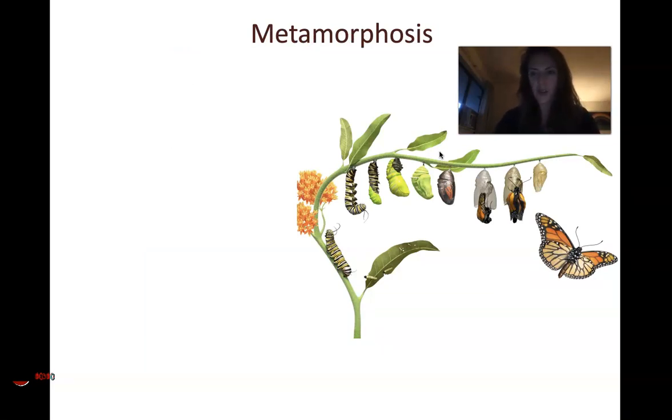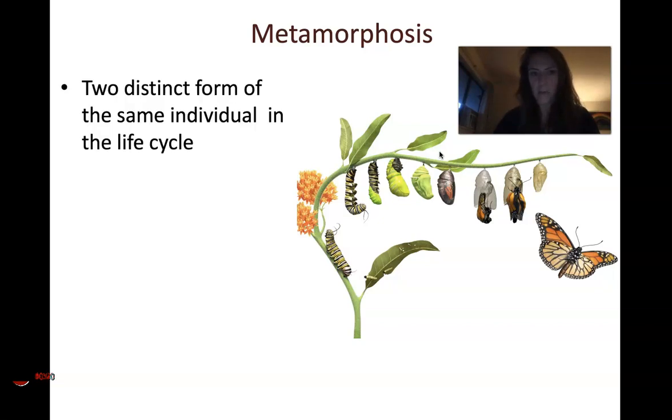So most organisms in arthropods go through metamorphosis, where we have two distinct forms of the same individual in the life cycle. And so the most common example is going to be a butterfly, where you have the caterpillars forming a cocoon and then completely changing over body tissues into this adult form of the butterfly.